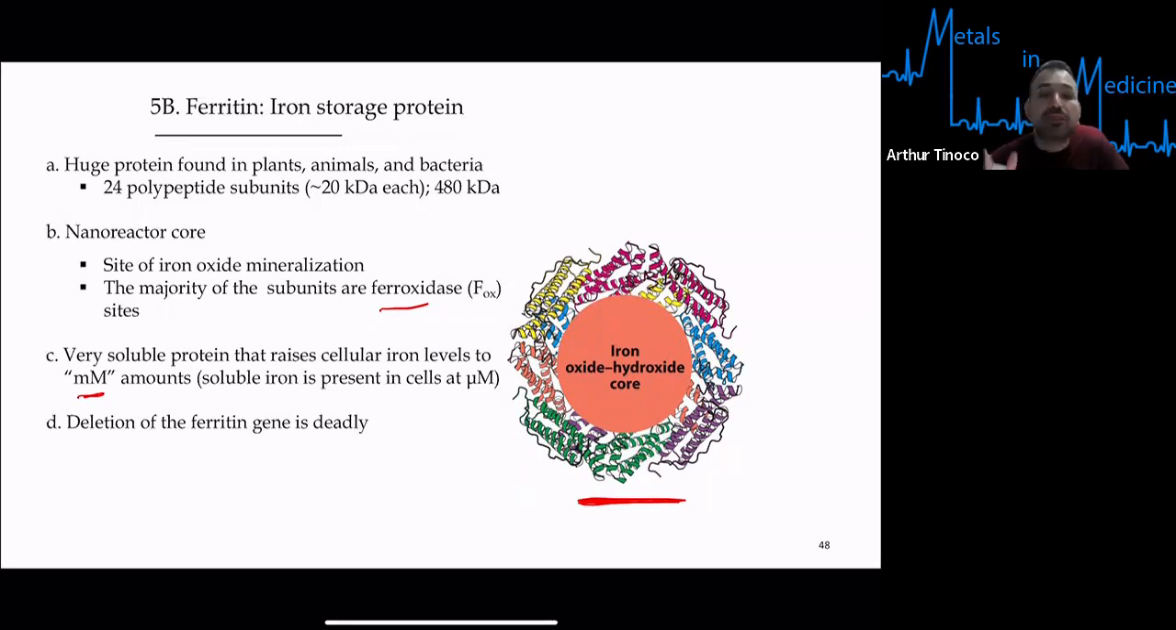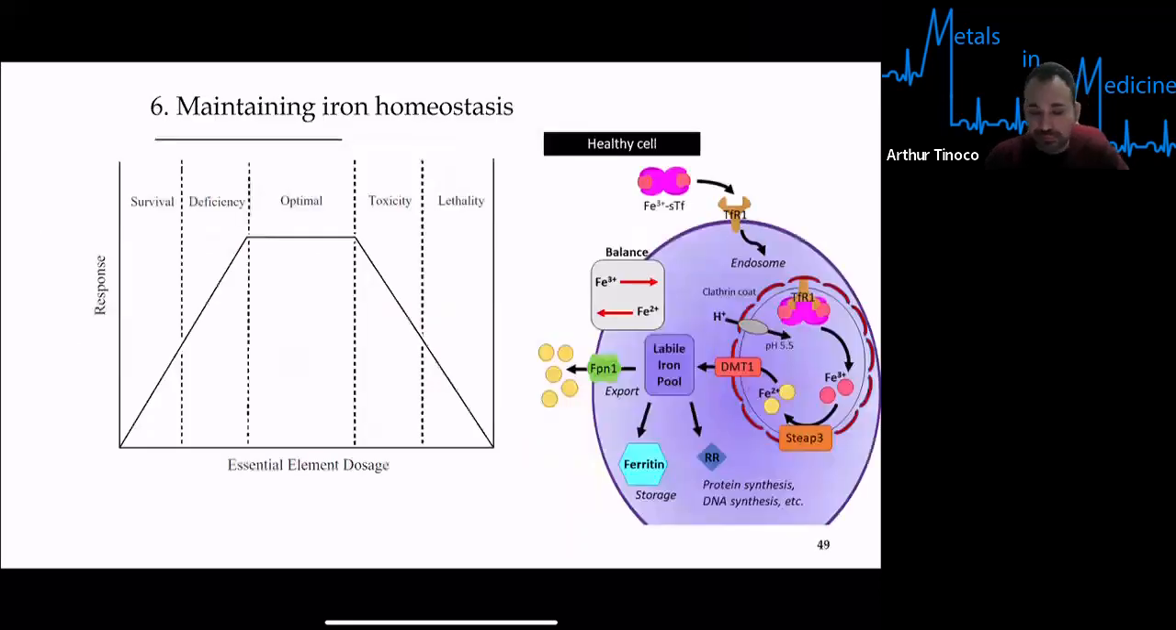As such, the deletion of the gene that expresses the ferritin protein is actually a deadly event, right? We cannot function without the presence of this protein, as we then wouldn't have a mechanism for storing our iron. All right, with that in mind, I want to return to this figure that we looked at in our very first lecture, when we were discussing the idea of maintaining homeostatic control of metals.